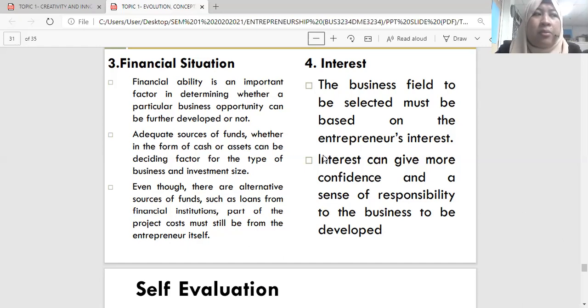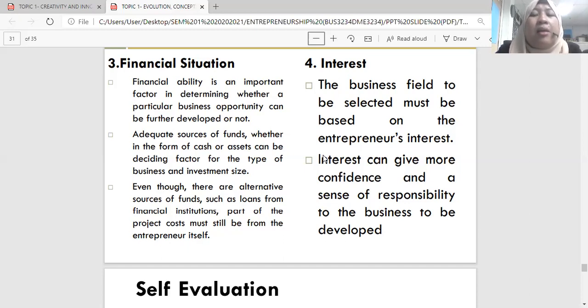What I heard from the radio before this, they said when you want to give your children pocket money, you use the business money. Actually, it's wrong because you can't do that. You can't do that. You tak boleh campur adukkan duit perniagaan dengan duit you untuk personal usage.